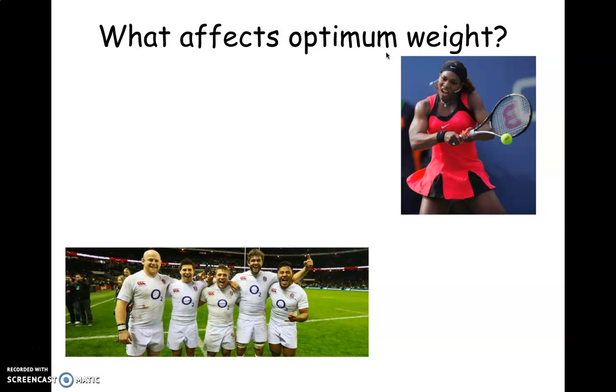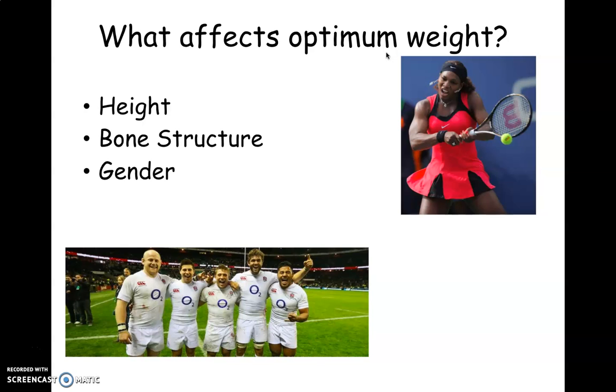So as you can see, we're going to be looking in this video at what affects optimum weight. There are four things that affect optimum weight: your height, so how tall you are, your bone structure, your gender, and your muscle girth. So we'll go into these now.